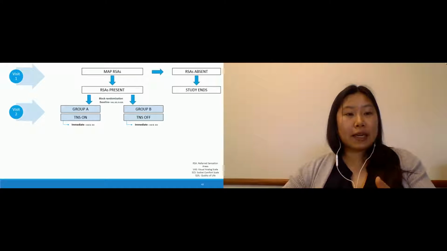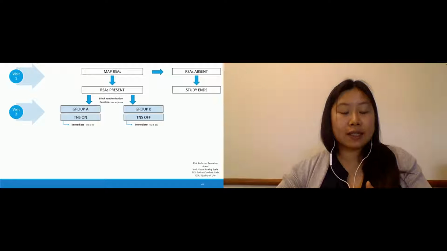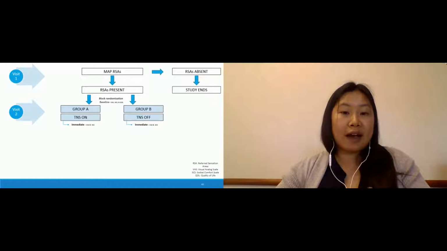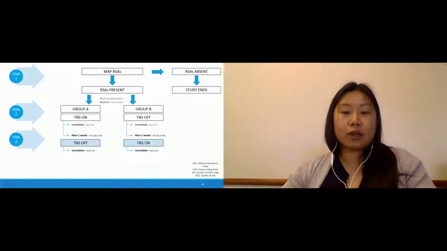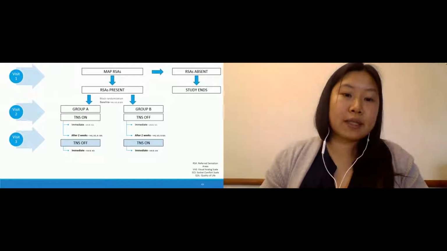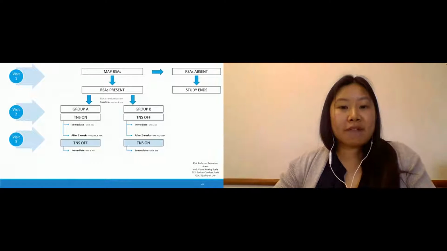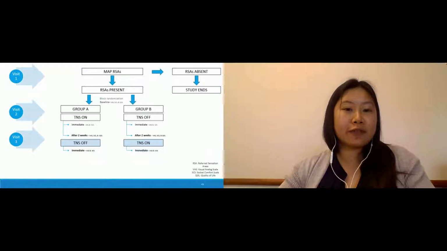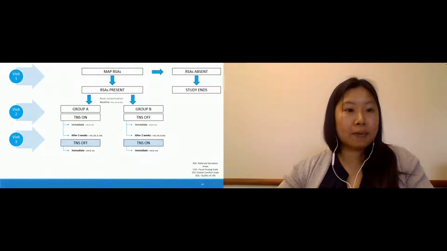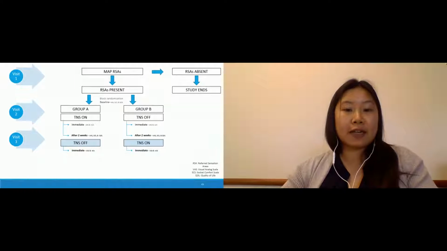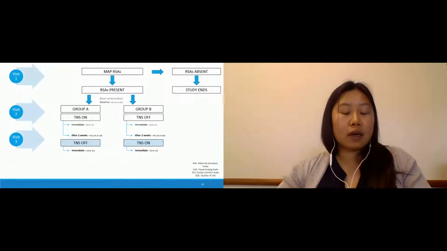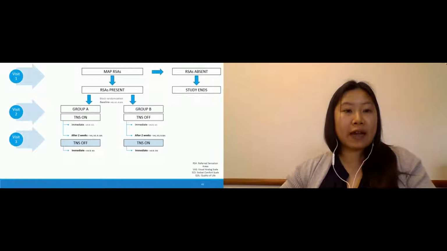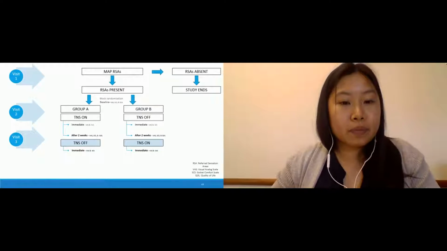We'll collect immediate outcomes after the installation, as well as after a 2-week intervention period, where they'll be sent home with the phantom stimulator. After these outcomes are collected at visit 3, individuals will cross over to the opposing intervention group. So Group A will now become a control and have their phantom stimulator turned off, and Group B will have their phantom stimulator turned on.